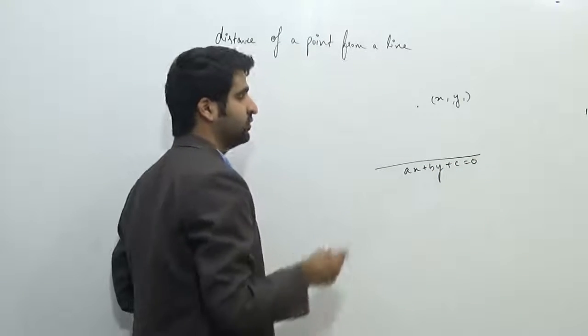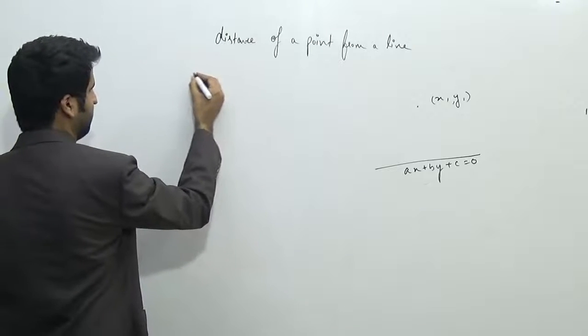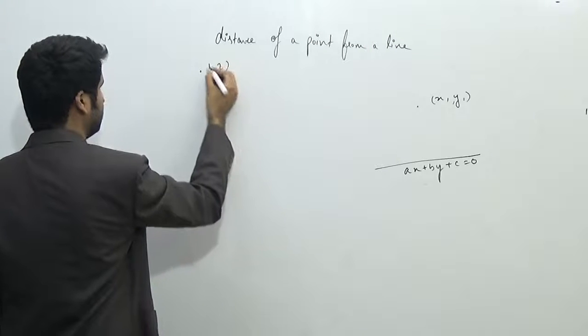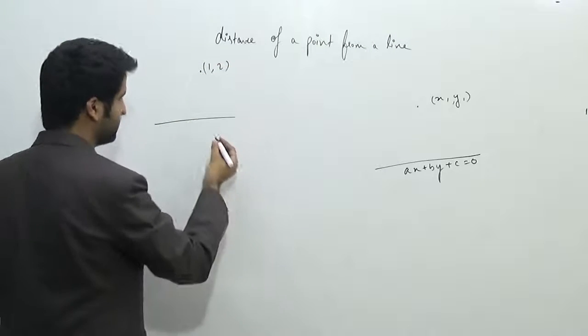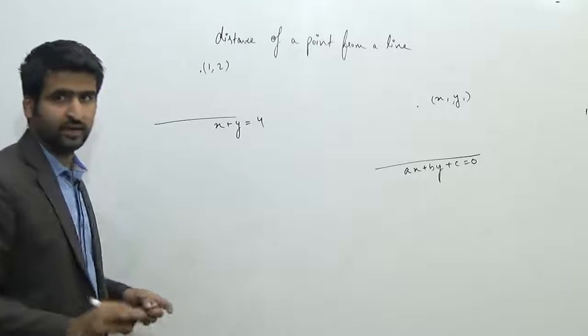Okay, so one method is, let's do it by taking an example. Let's say this is the point 1 comma 2. I want to find its distance from x plus y is equal to 4. I don't know the distance.